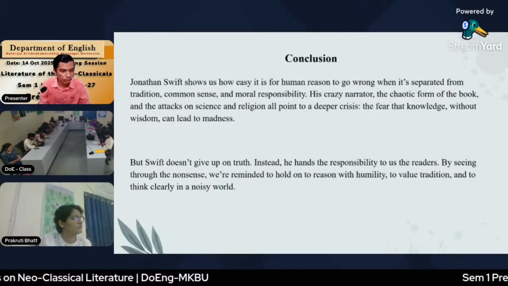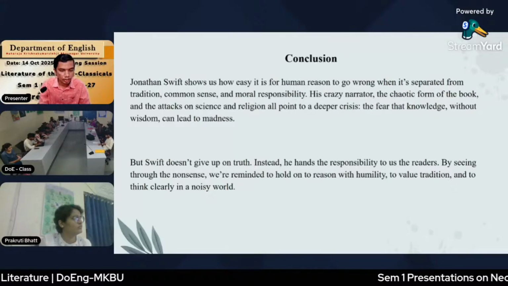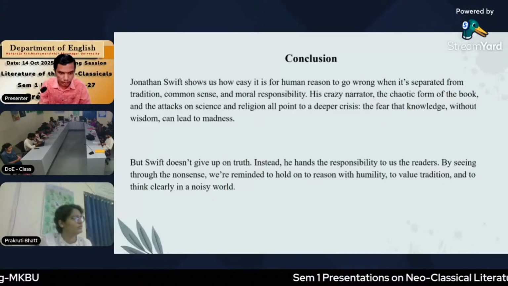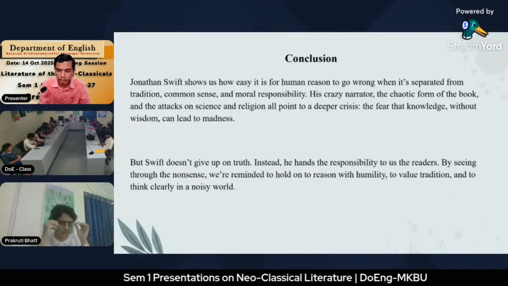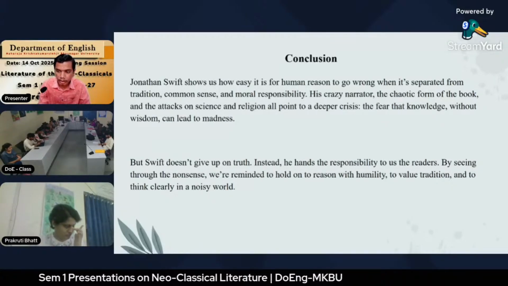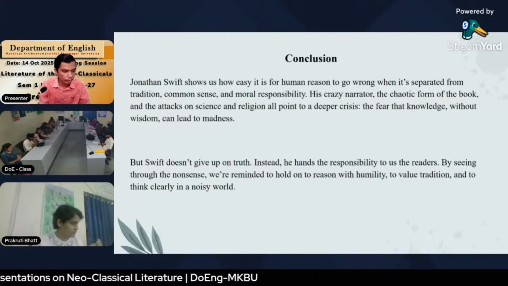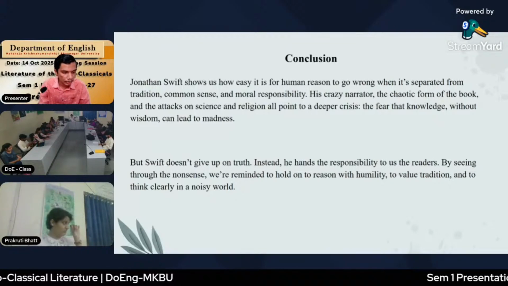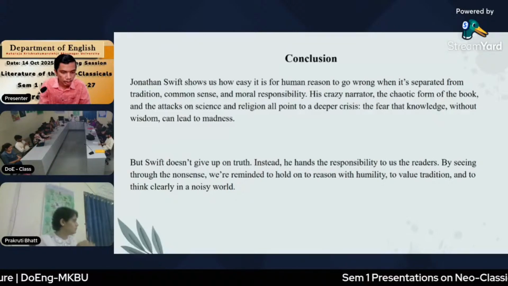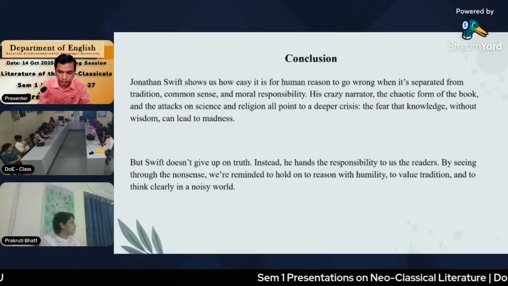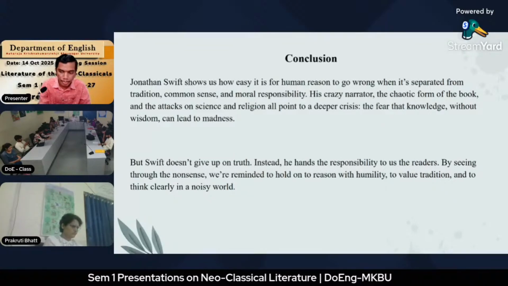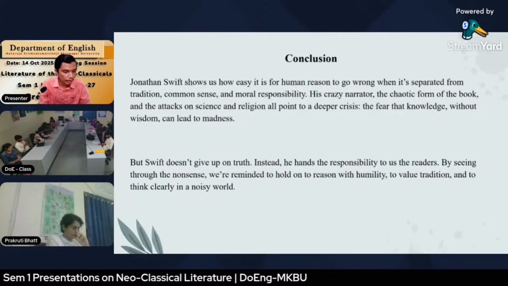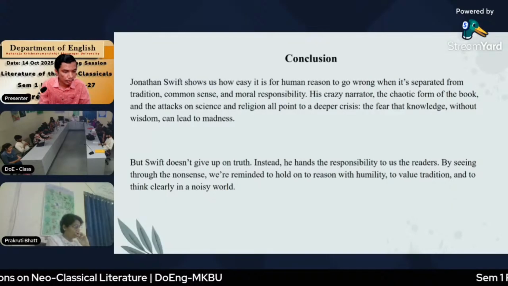But Swift does not give up on truth. Instead, he hands the responsibility to us, the readers, by saying that through the nonsense we should remember to hold on to reason with humility, to value tradition, and to think clearly in a noisy world.